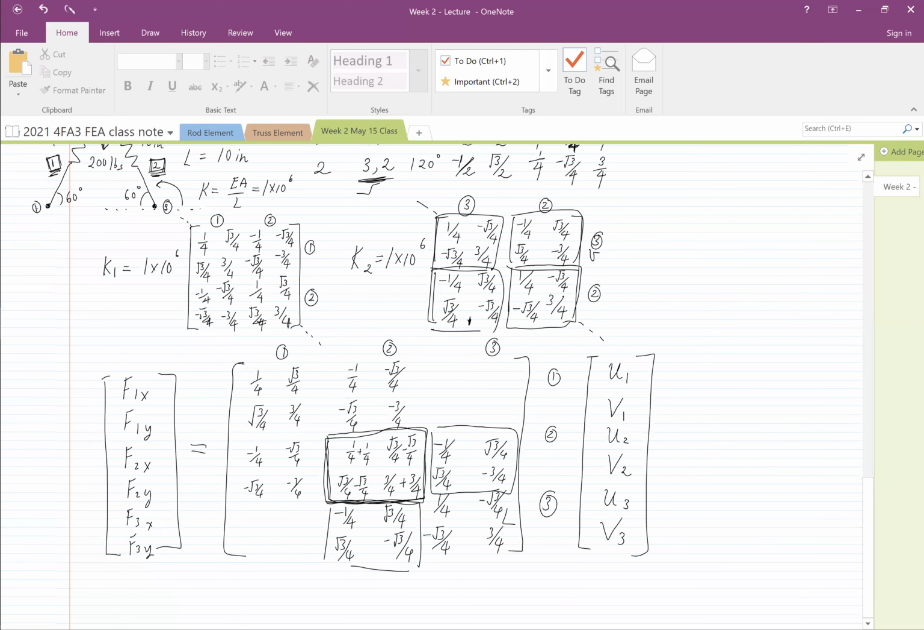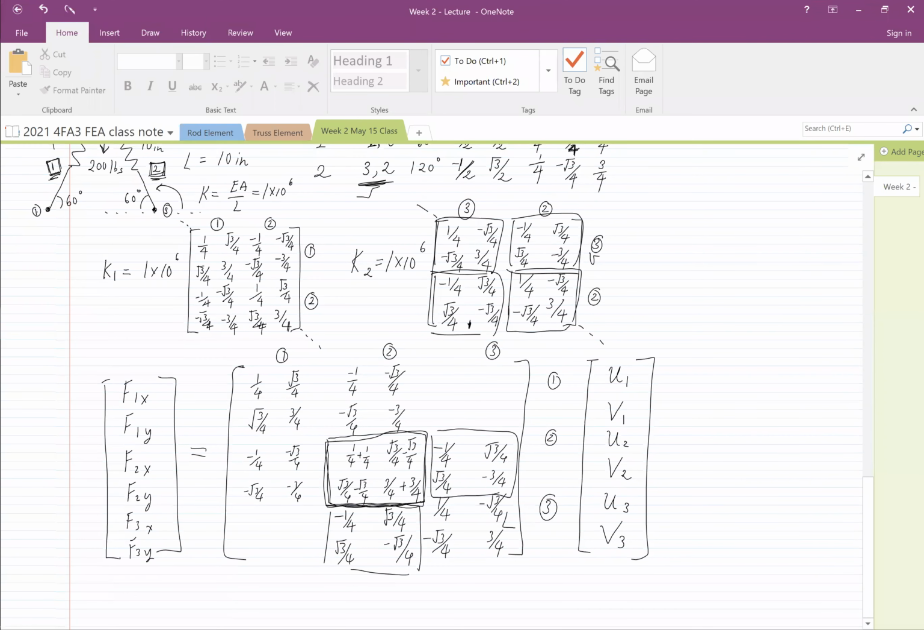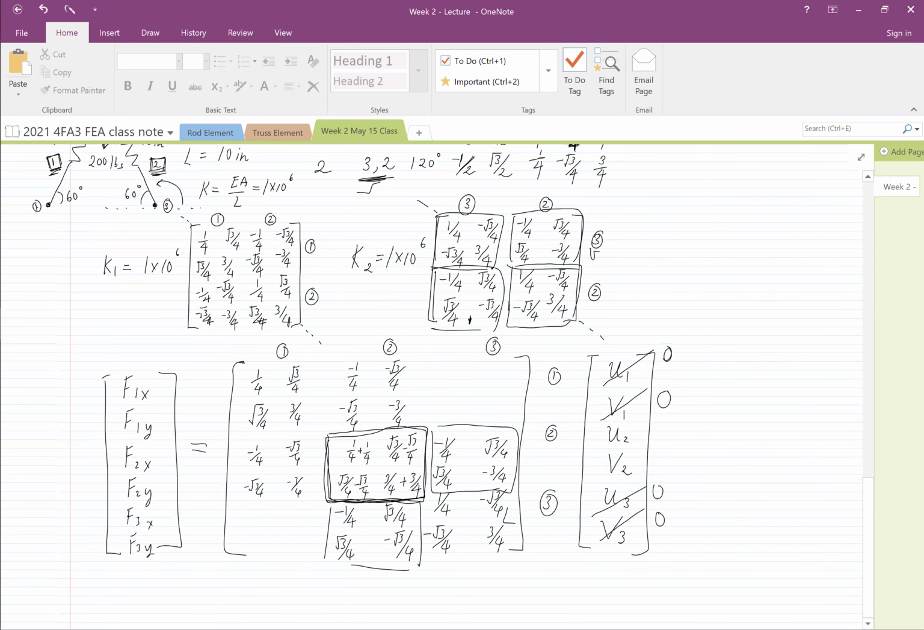Okay, and then U1, I know it's not moving anywhere. And V1 as well, because node 1 is totally tied together. Node 3 as well is 0. It's just tied together. And I know for V1, force 1 in the x and y direction, there will be something.